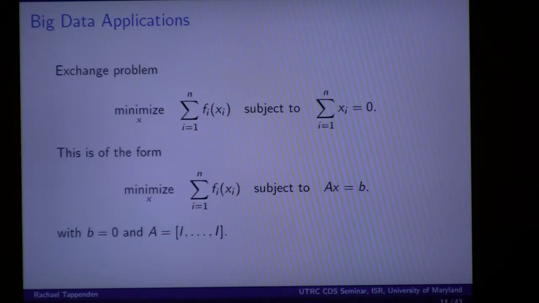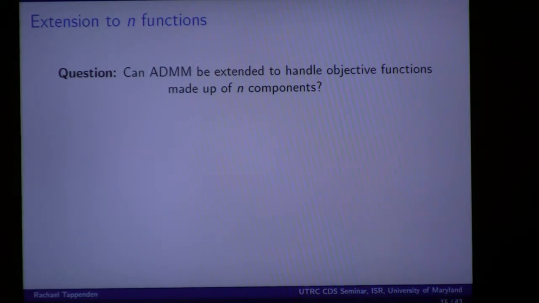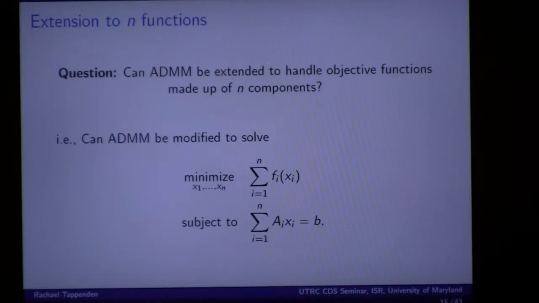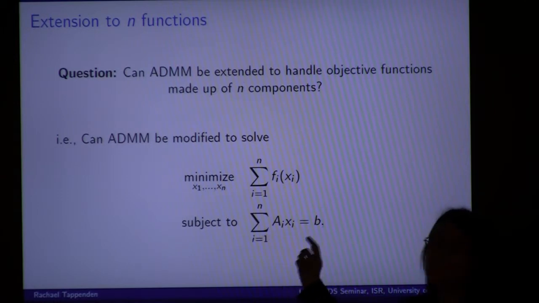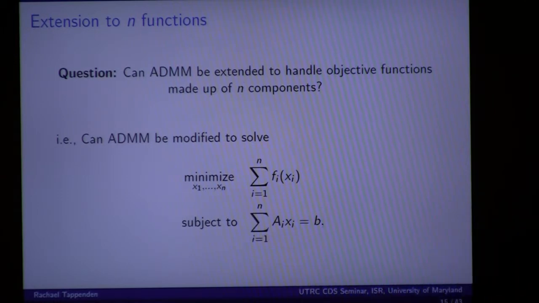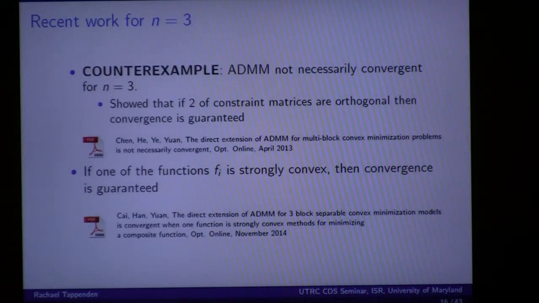Yeah, okay. So this is the question. Can ADMM be extended to handle objectives made up of n components? I.e., can we use the alternating direction method of multipliers to solve a problem of the following form: minimize an objective that's the sum of n functions subject to one linear constraint. Can we do this? This is a question that is now extremely popular, and this is why so many people are working on this at the moment.